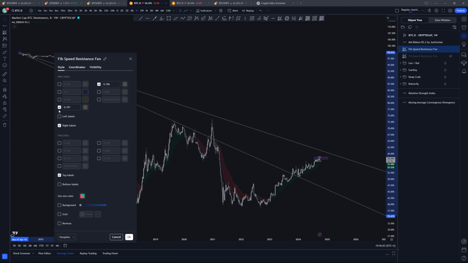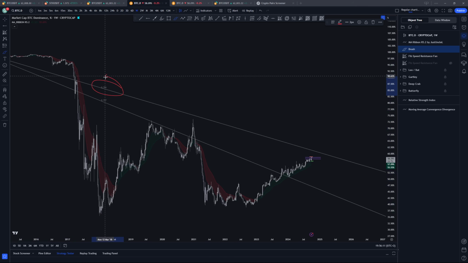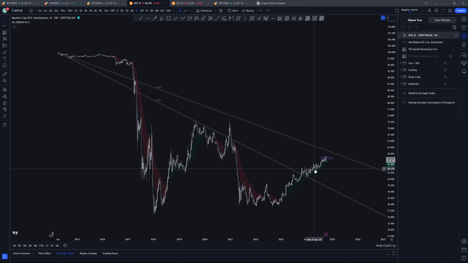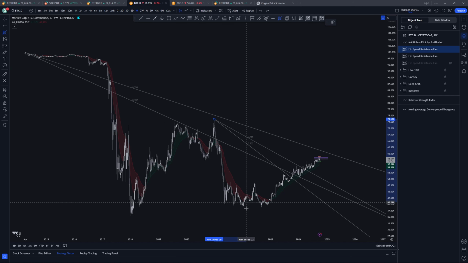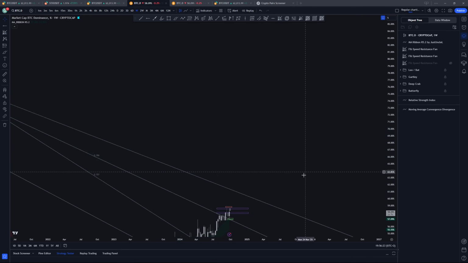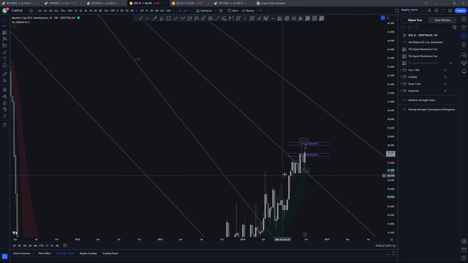So I am essentially just looking at this 786 right over here. That is this diagonal right over here. That is our first macro fib resistance, like pure macro. I can draw one from this level as well, to the all-time low. That is what we're currently flipping to support, right? That is our current level that we're flipping to support.